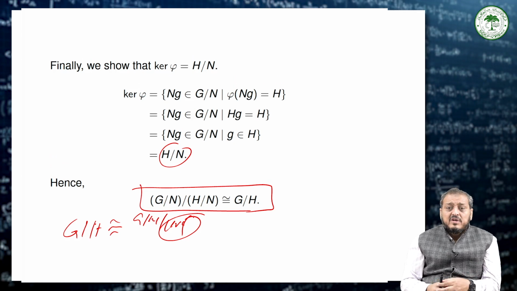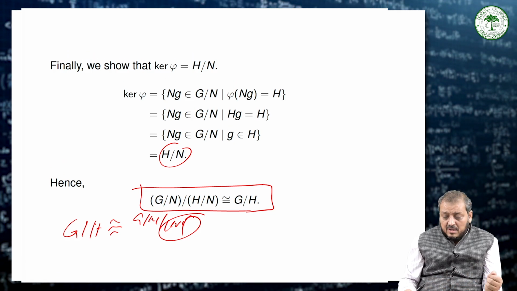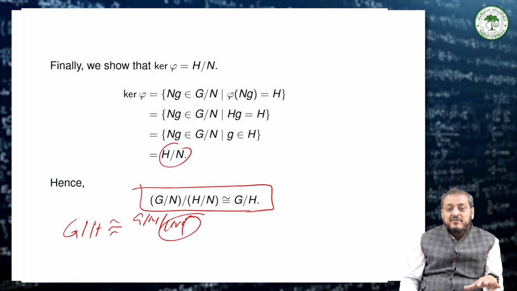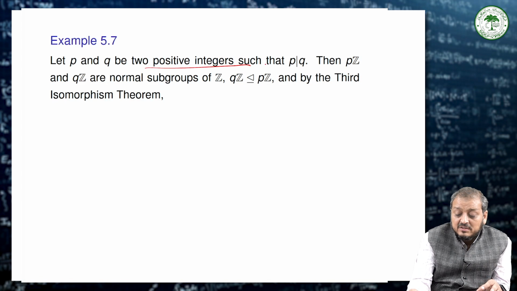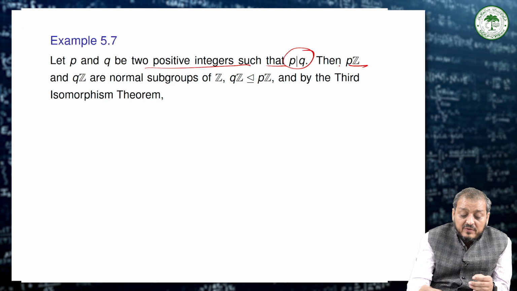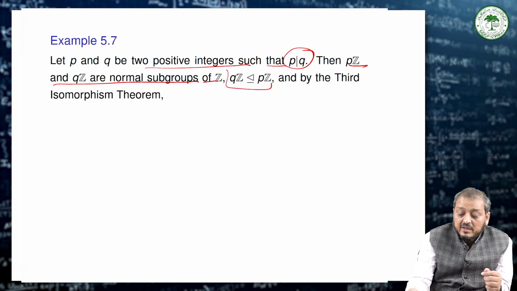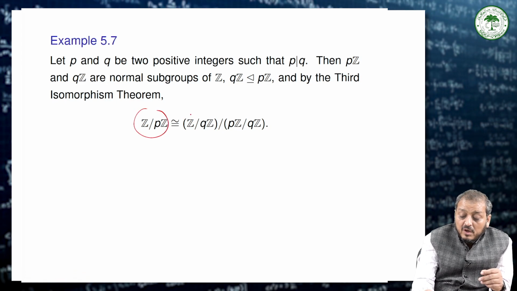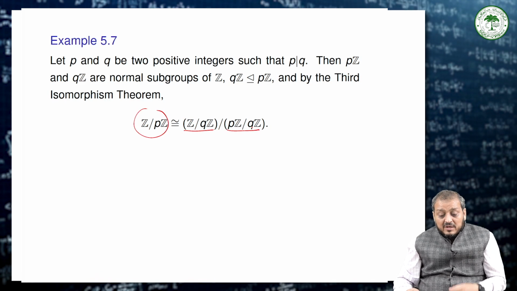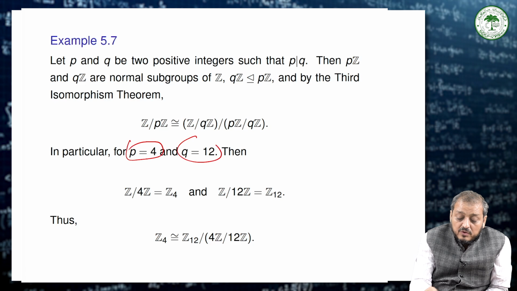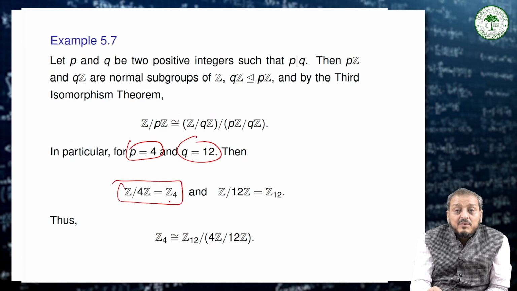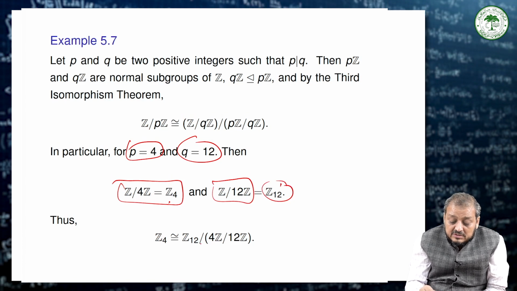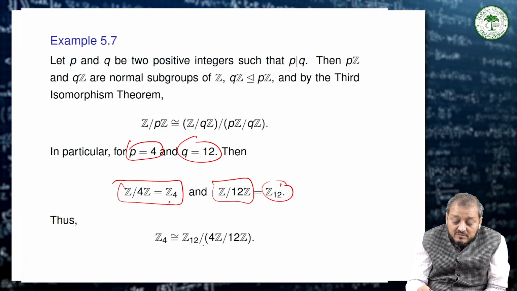So next we have some examples. A similar example using the isomorphism theorem: pZ and qZ, where p and q are two positive integers such that p divides q. pZ and qZ are normal subgroups of Z, and qZ is normal in pZ, and then by the third isomorphism theorem we can say that Z/pZ is isomorphic to (Z/qZ) over (pZ/qZ). Especially if we take p equal to 4, q equal to 12, then Z/4Z is Z4, Z/12Z is Z12, and that means Z4 is isomorphic to Z12 over 4Z/12Z.